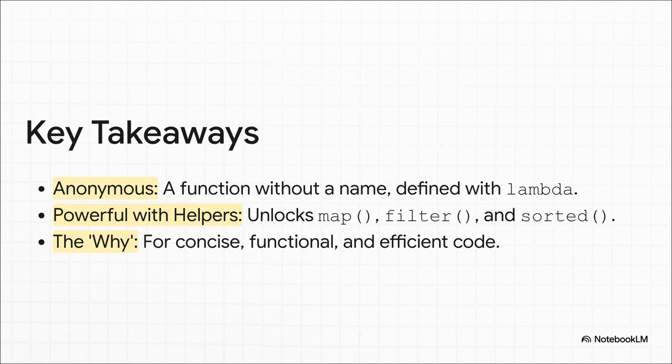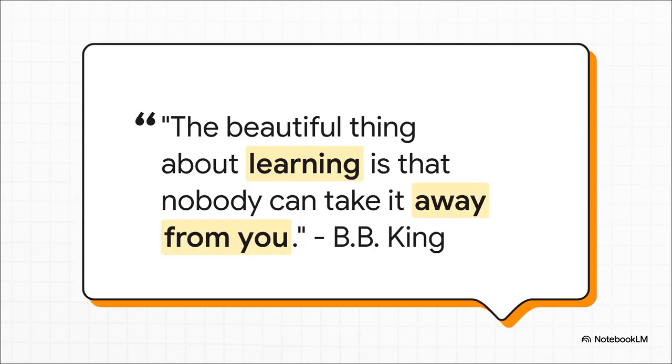So let's just recap the big ideas. Lambdas are anonymous functions defined with the lambda keyword. They are at their absolute best when you pair them with helper functions like map, filter, and sorted. And the whole reason they exist is to help you write cleaner, more efficient code for those simple, single-use tasks. And that's really Lambda functions in a nutshell. It's a tool that, once it clicks, you'll start finding uses for everywhere.